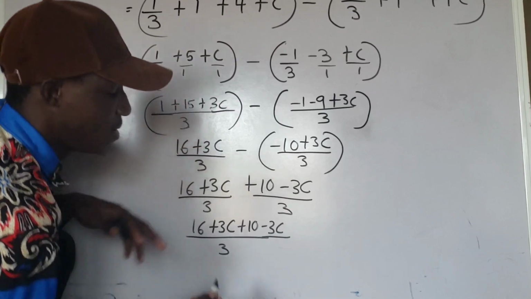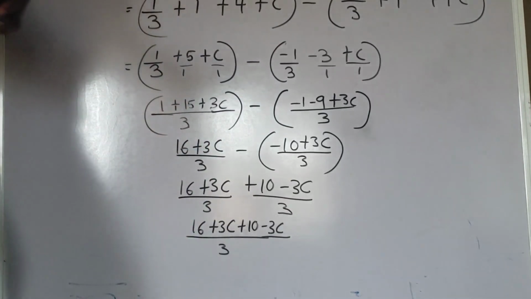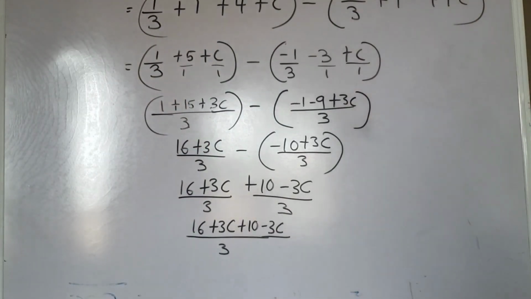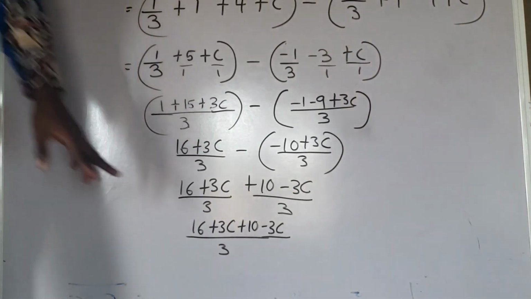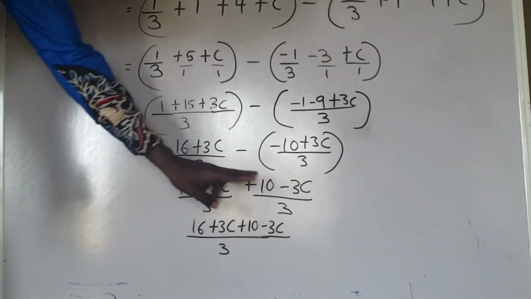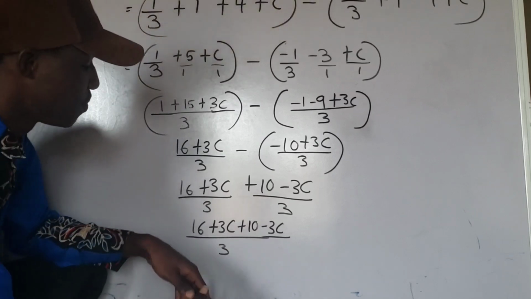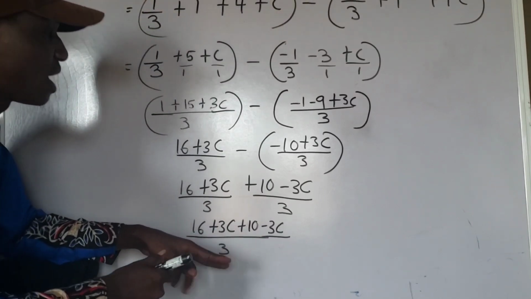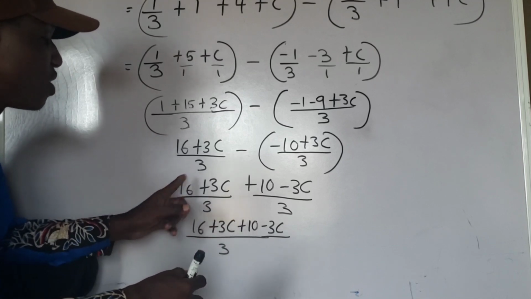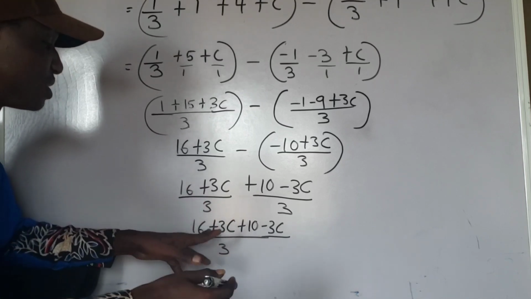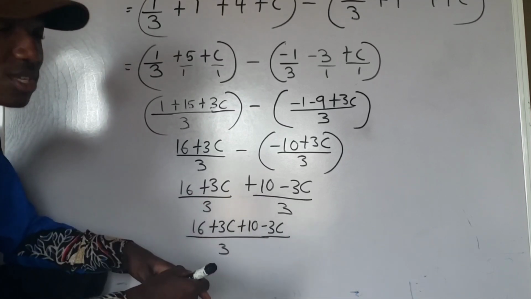If you didn't understand, maybe you should reverse the video and watch it again. It's very simple. All I did here is take the LCM of both fractions, which is 3. Having taken the LCM, 3 divided by 3 is 1, and 1 times 16 plus 3c gives me 16 plus 3c. I did the same for the other fraction.